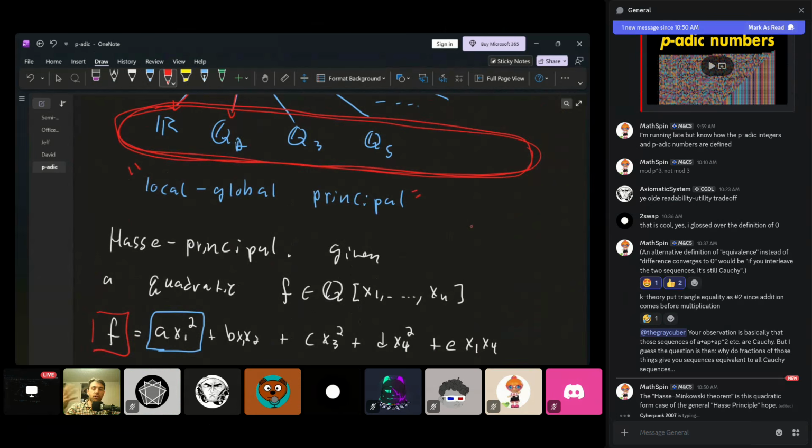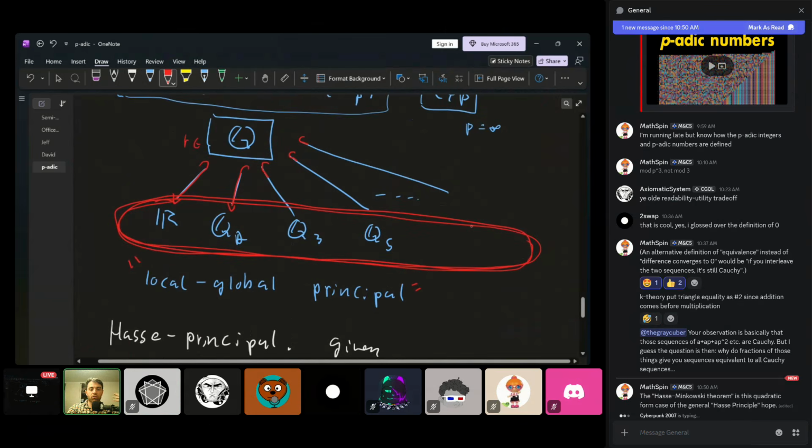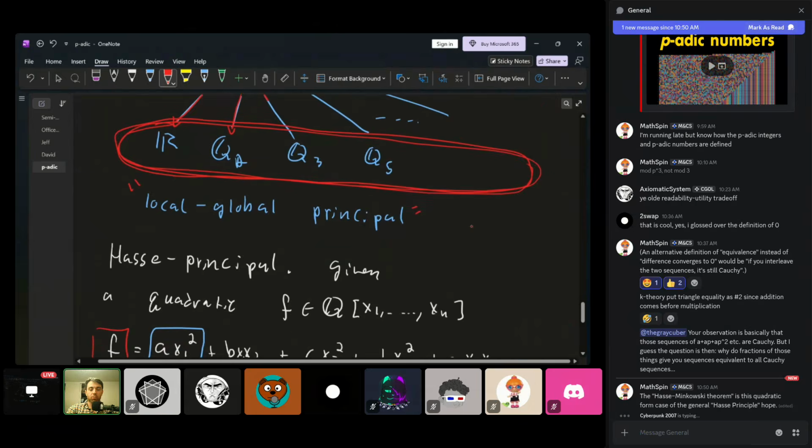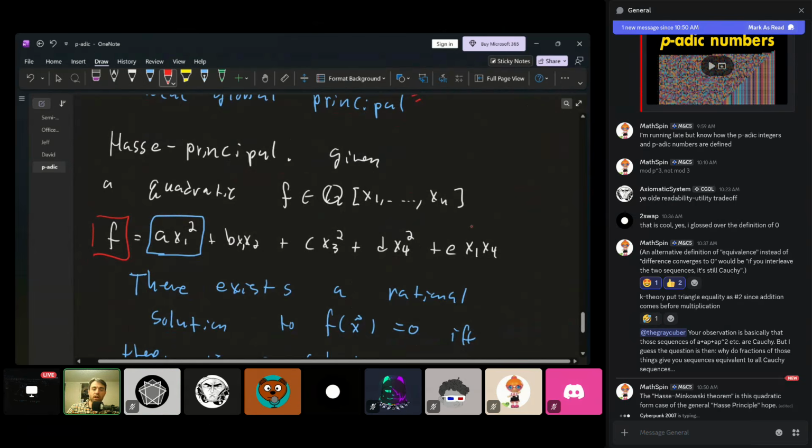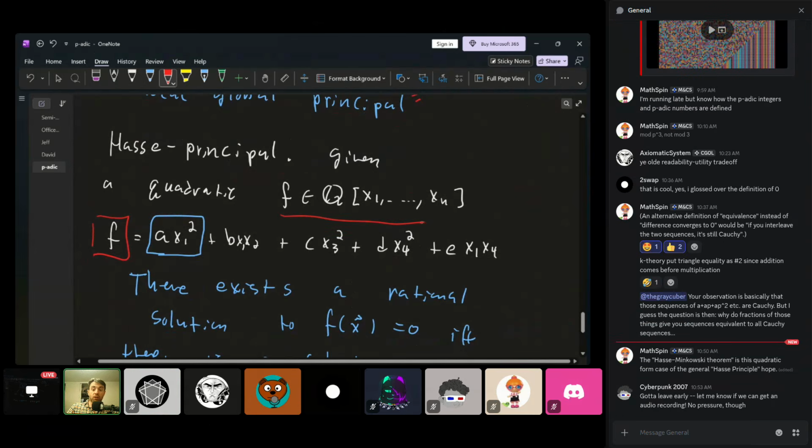One interesting application, if you will, of the p-adic numbers and the real numbers is that it gives you this easier way to solve, for example, polynomial equations. And by the way, this fails in general.